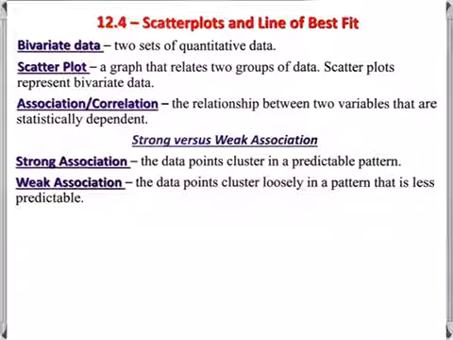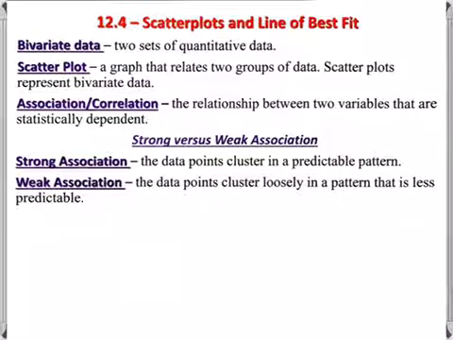Bivariate data, two sets of quantitative data. Scatterplots, a graph that relates two groups of data. Scatterplots represent bivariate data. Association/correlation, the relationship between two variables that are statistically dependent.